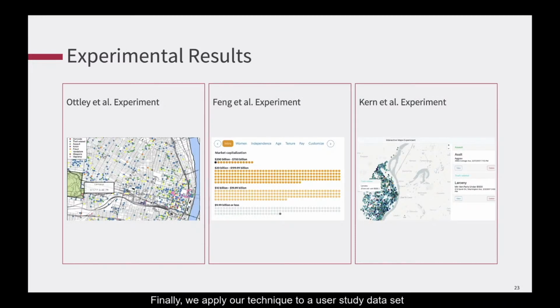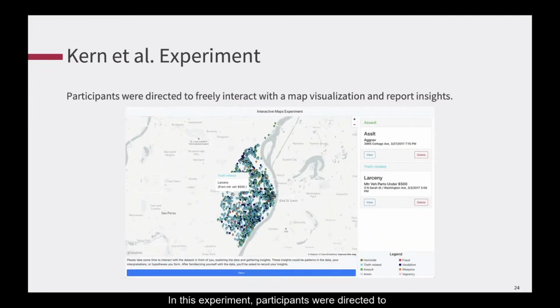Finally, we apply our technique to a user study dataset collected by Kern et al. In this experiment, participants were directed to freely interact with a map visualization of St. Louis crimes and report insights as they find them.